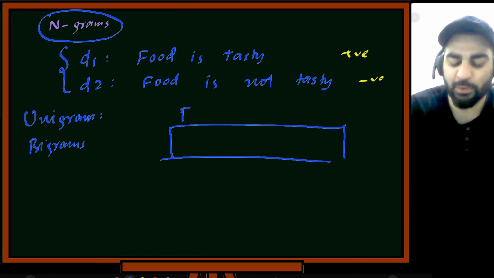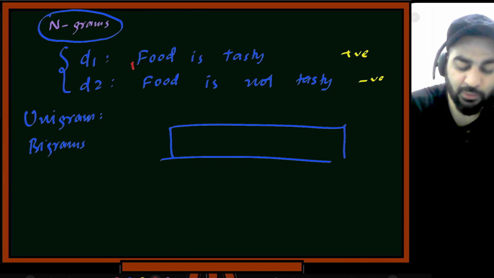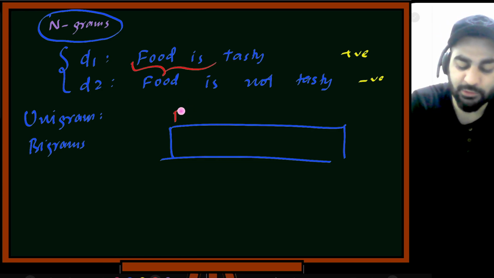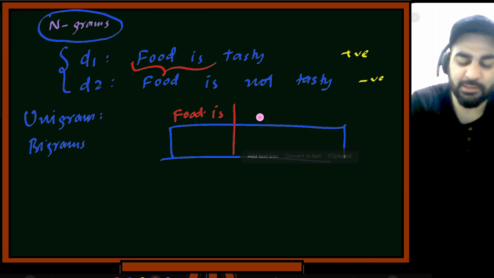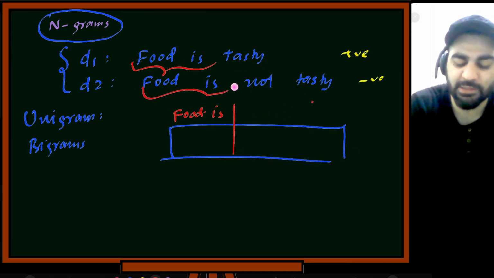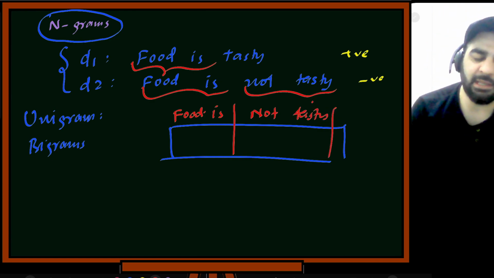But what I want to do now is by using the bigrams. So I'll use two words at a time. Let's suppose "food is" is one word. So this "food is" will be used as one term in the vocabulary. Then maybe here "is tasty", and "food is" and "not tasty" will be another term in that vocabulary.